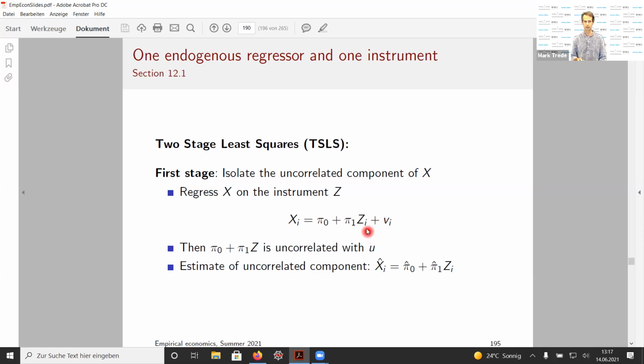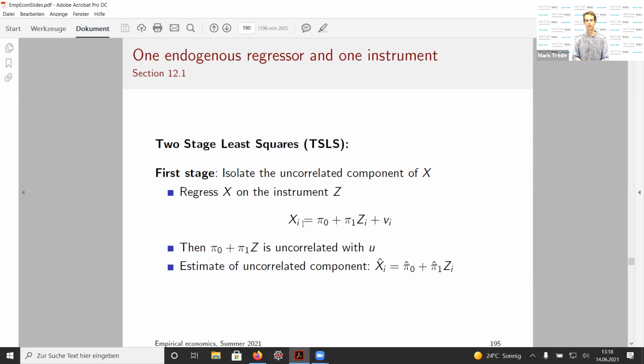All right. So we have the good component here and the bad component, the evil component here. And we only want the good component. But of course, we do not know pi naught and pi 1. Therefore, we have to estimate them. But that's not a problem. We can simply estimate the good component by using the estimated intercept pi naught and the estimated slope coefficient pi 1. So in that case, we would get what we call the predicted values.